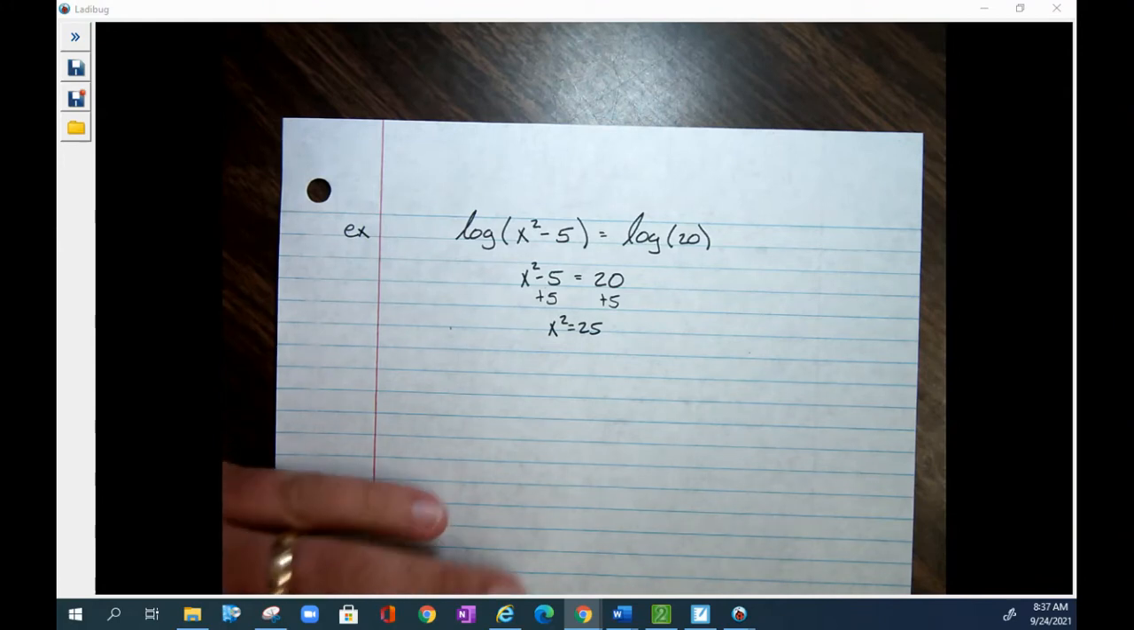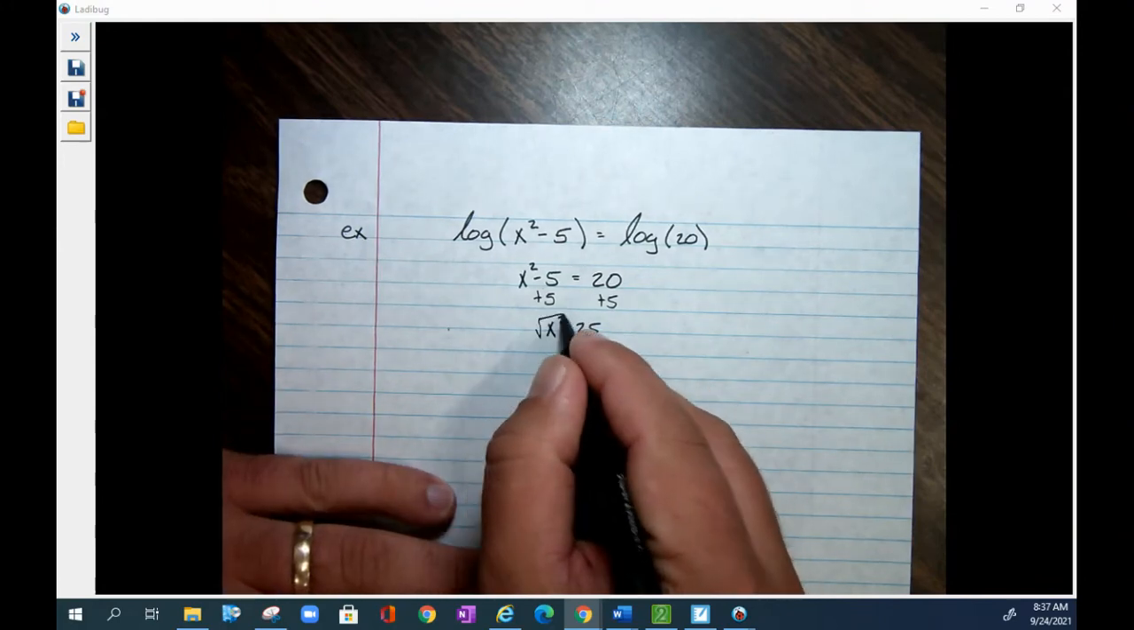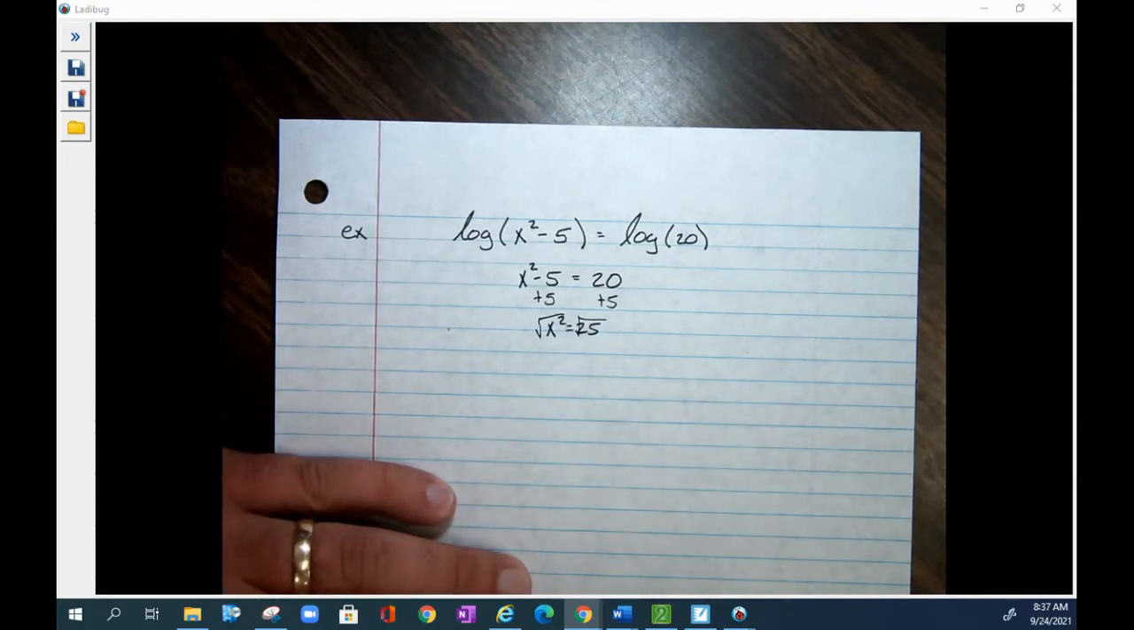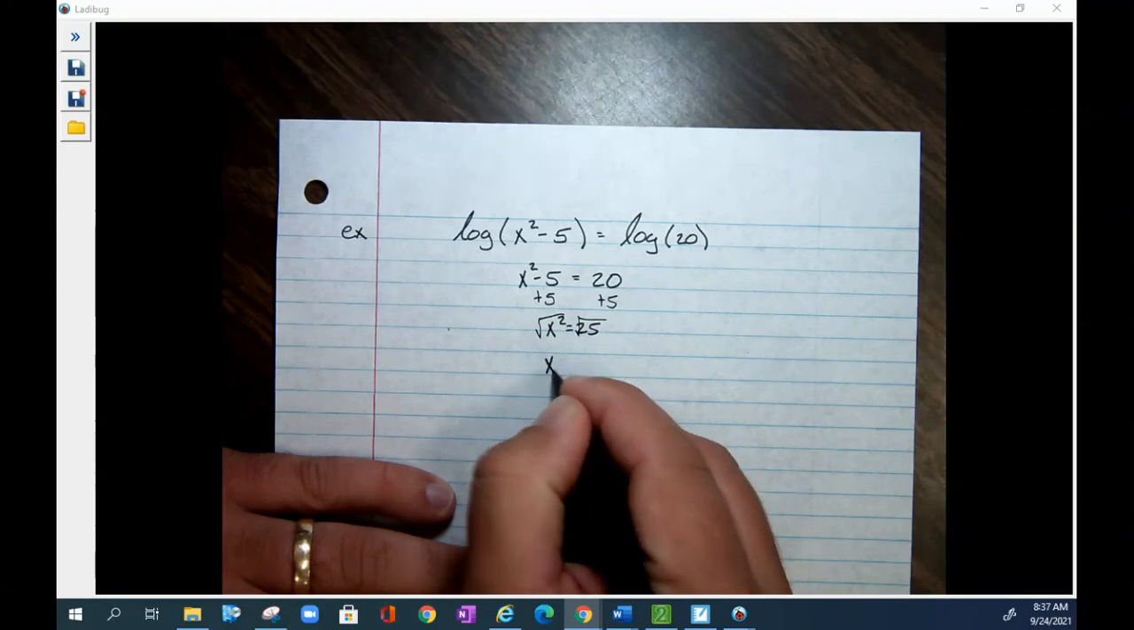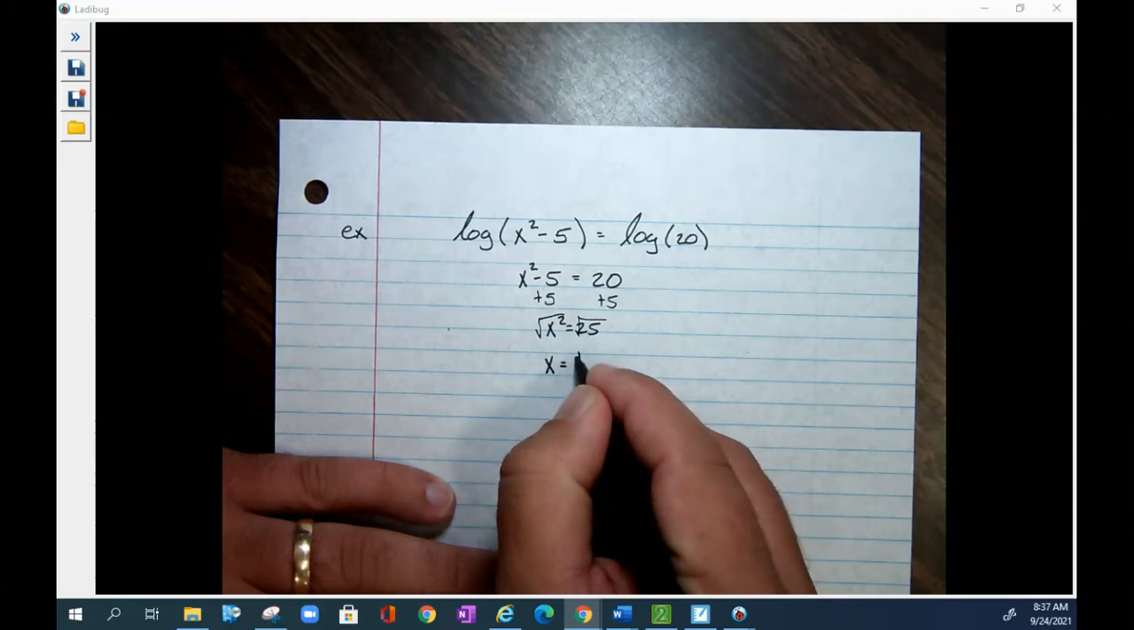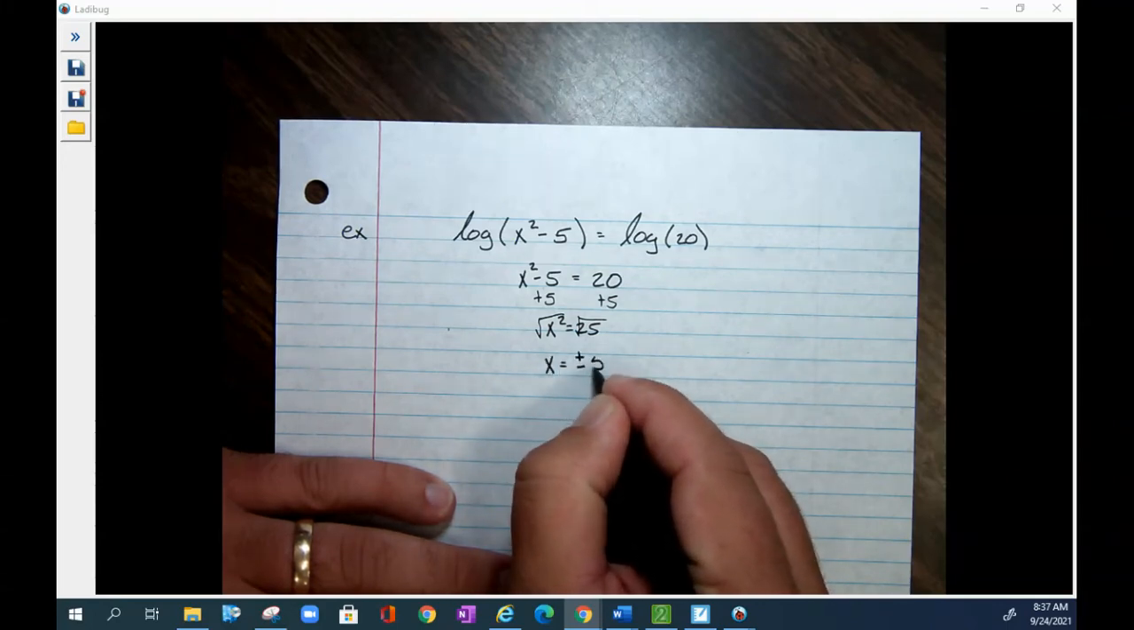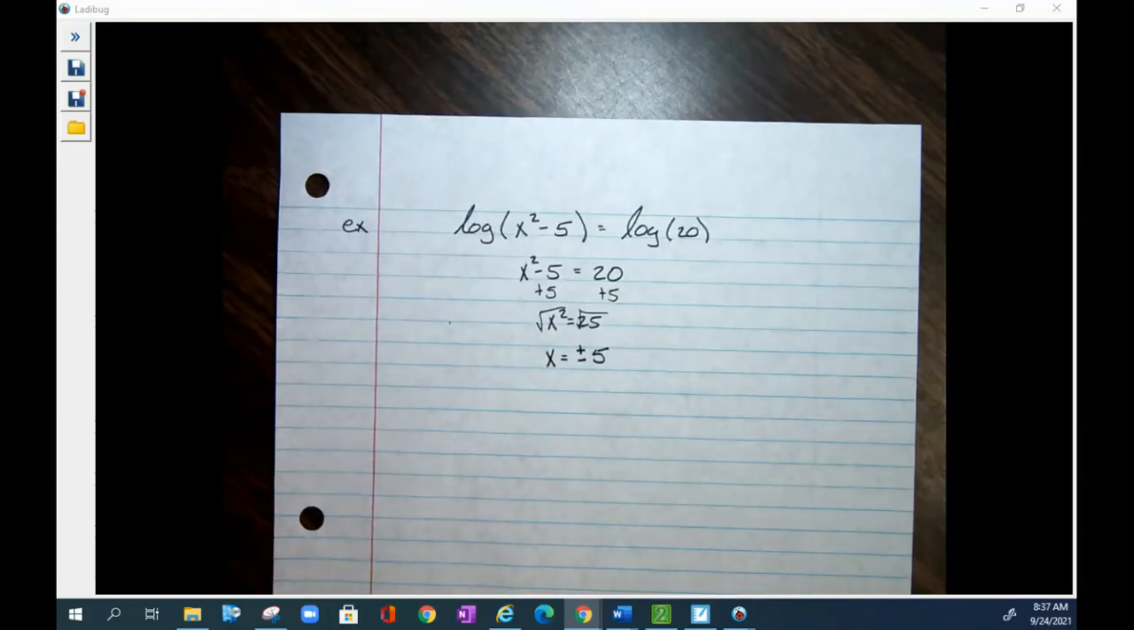The thing that I do need you to remember is that when I square root this to solve, square root of 25 is 5, but also negative 5 times negative 5 is 25. So when you square root, you get two answers. You get x equals 5 and x equals negative 5. I don't mind if you just write plus or minus 5. That's totally fine.